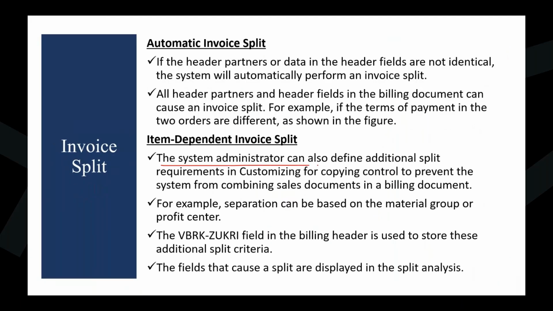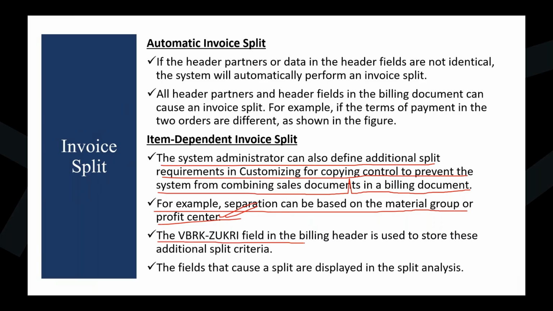The system administrator can also define additional split requirements in customizing for copy control to prevent the system from combining sales documents in a billing document. For example, separation can be based on the material group or on the profit center. This you will decide. The VBRK field in the billing header is used to store this additional split criteria. The fields that cause a split are displayed in the split analysis.